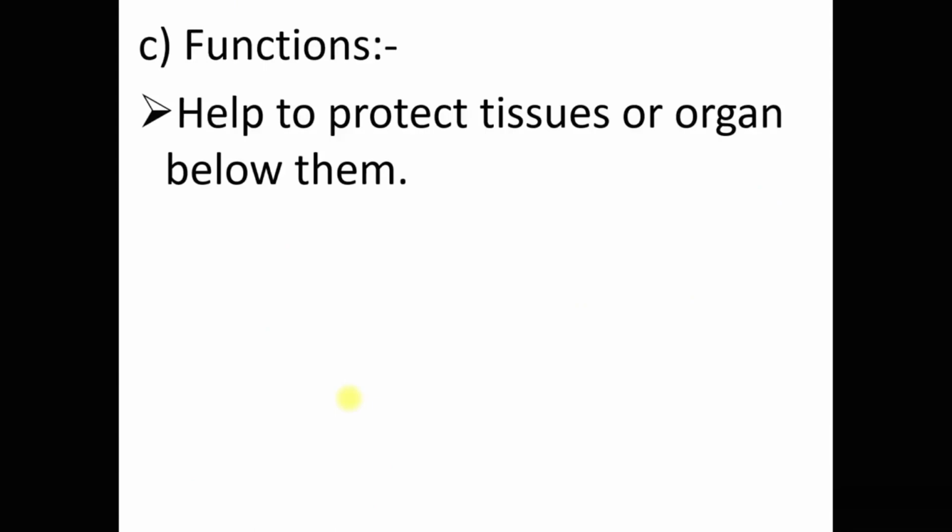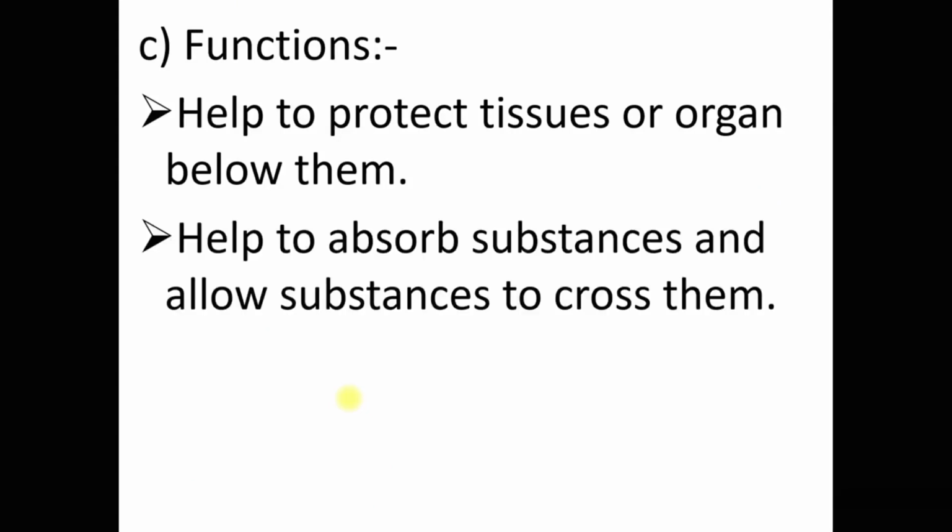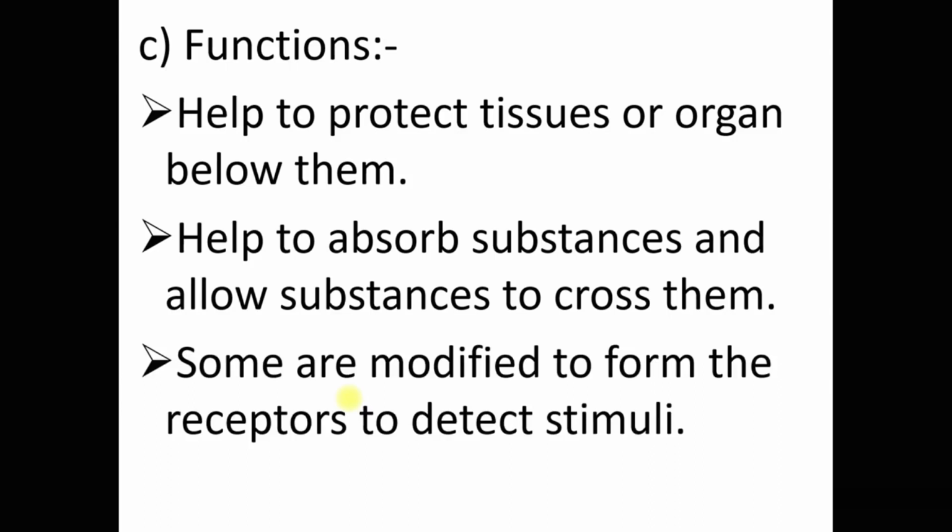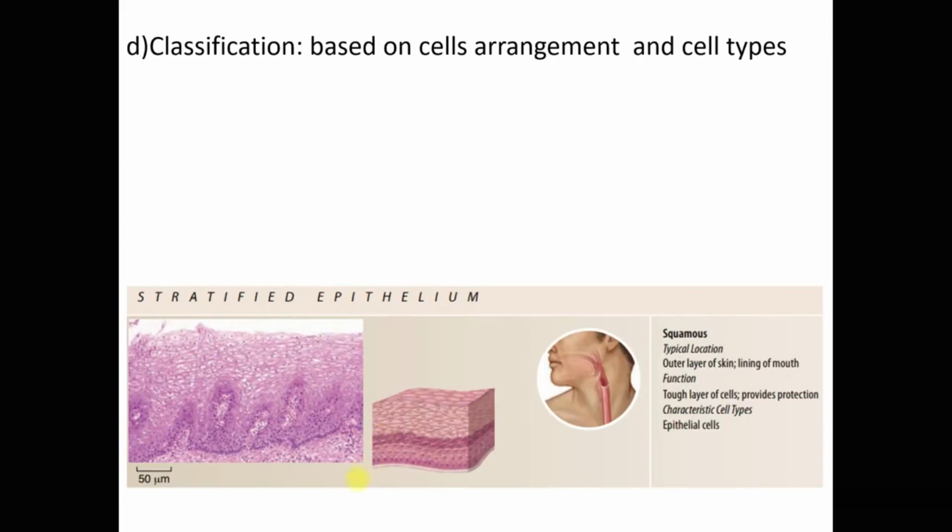Now, functions of covering epithelia. They help to protect the tissues or organs below them. They help to absorb substances and allow substances to cross them. Some covering epithelia are modified to form receptors to detect stimuli. Classification of these covering epithelia is based on the cells' arrangement and cell types.